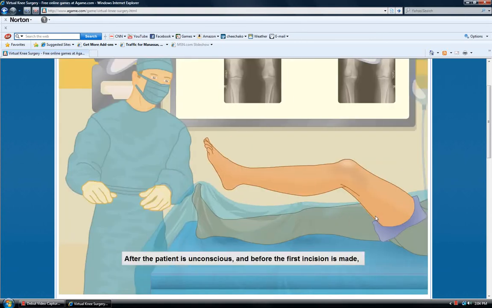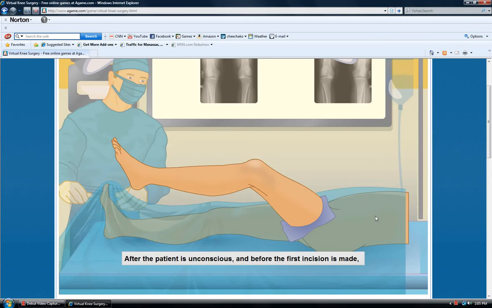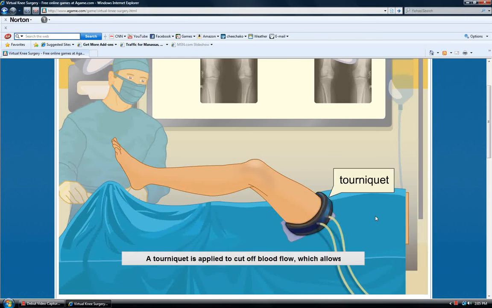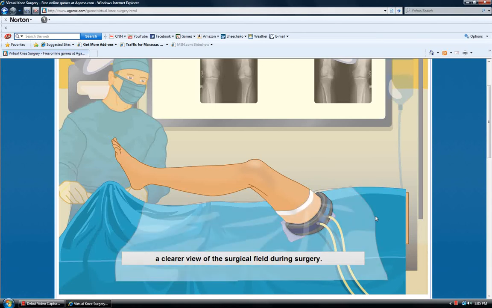Fantastic. After the patient is unconscious, and before the first incision is made, we need to establish a sterile field around the surgical area. A series of sterile drapes isolates the surgical field from the rest of the patient's body. A tourniquet is applied to cut off blood flow, which allows a clearer view of the surgical field during surgery.